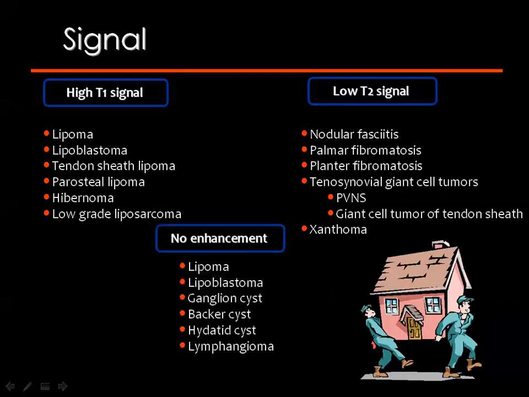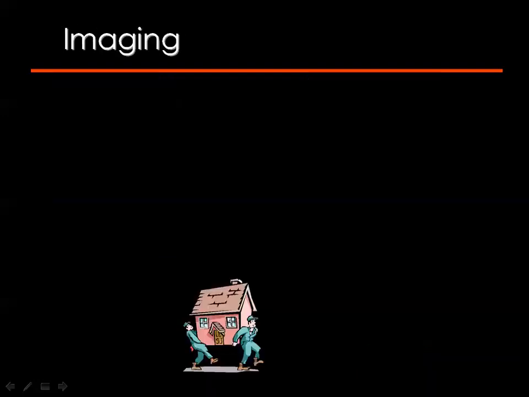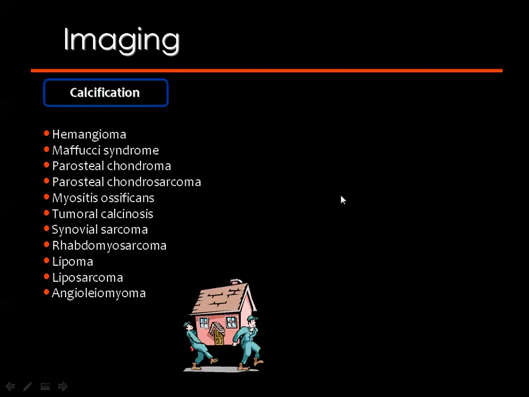Lesions which do not enhance after injection of contrast, both in CT and MRI, include lipoma, lipoblastoma, ganglion cyst, Baker cyst, hydatid cyst, and lymphangioma. Then calcium is present in the hemangioma, calcific myonecrosis, Maffucci syndrome, parosteal chondrosarcoma, parosteal chondroma, myositis ossificans, tumoral calcinosis, synovial sarcoma, calcium is very important here, rhabdomyosarcoma, lipoma, liposarcoma, and angioleiomyoma.